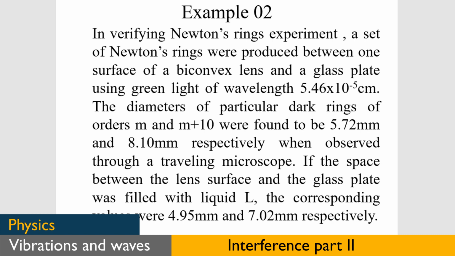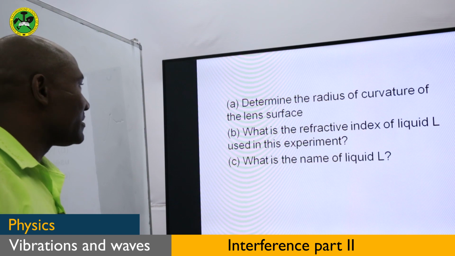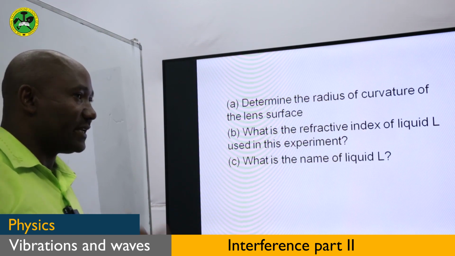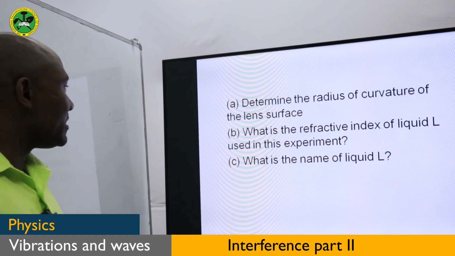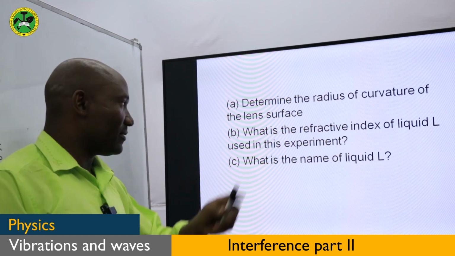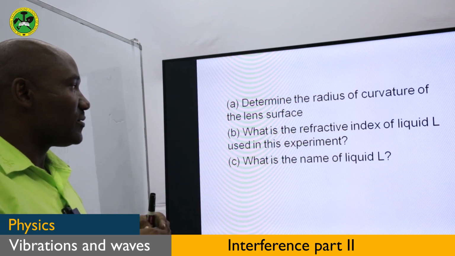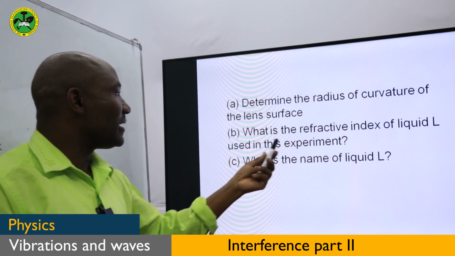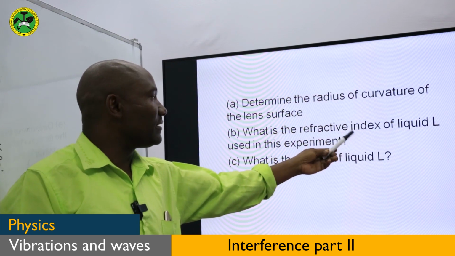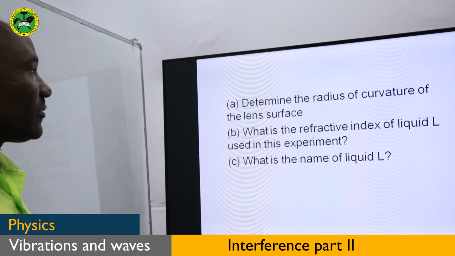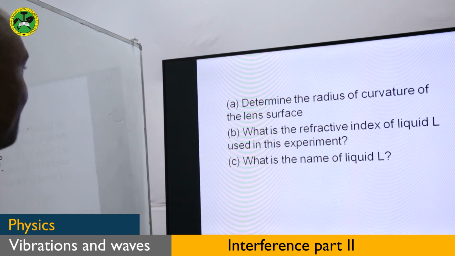The question now requires what? The question says, determine the radius of curvature of the lens surface. That is part A. Part B, what is the refractive index of liquid L? We are not told the nature of the liquid, but the question says it's a liquid whose refractive index is to be found. Then, after finding the refractive index, you can know the name of that liquid. Very interesting question. Let's start now.